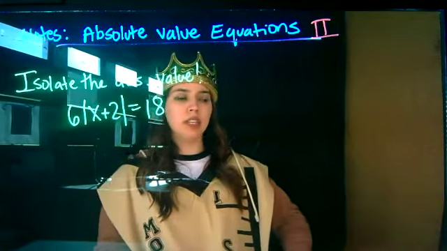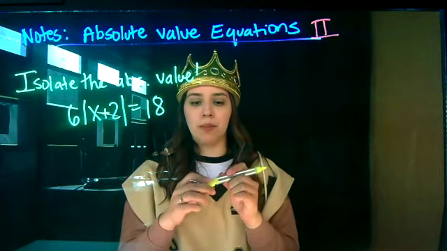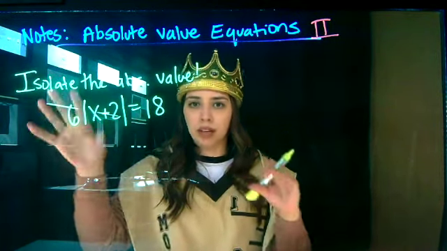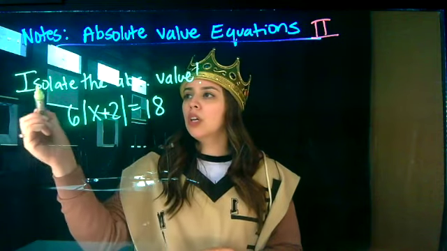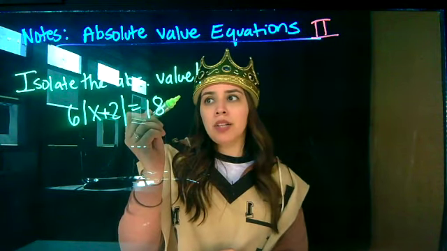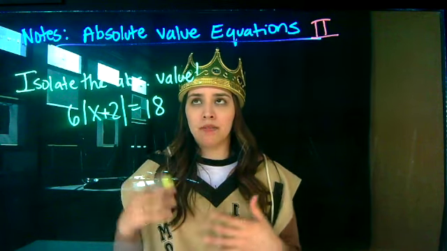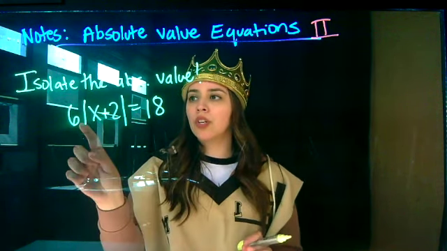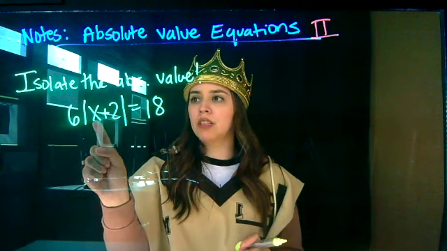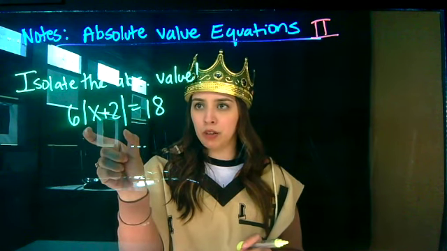All right, so let's look at the next example. This is where we left off last time we started these notes. So isolate the absolute value. That's the key strategy to solving these absolute value equations. So if you look here, we have 6 times the absolute value of x plus 2.